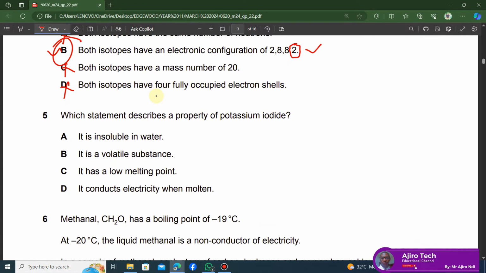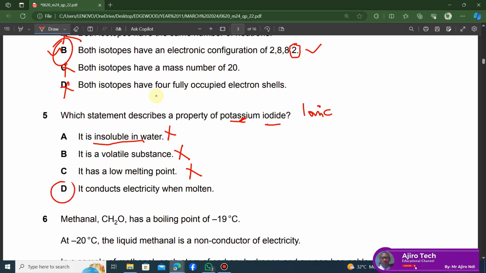All right, so question 5, which statement describes a property of potassium iodide? Now, potassium iodide is, of course, going to be an ionic compound, so it contains an ionic bond. Ionic compounds, rather, do not have a low melting point. Volatility is off. It is insoluble in water is equally off. Remember, we said in terms of soluble salts, all potassium, sodium, ammonium, and nitrate salts are soluble. So this insoluble in water is off.